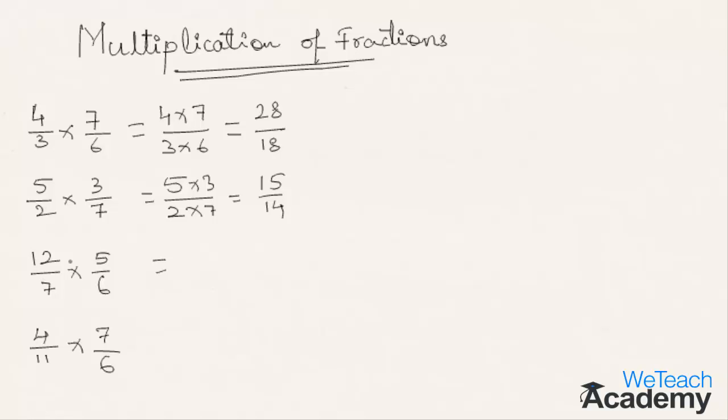Now let's go with the third example. The product of numerators over here is 12 5s are 60 and the product of denominators is 7 6s are 42. Now let's go with the last example. The product of numerators is 4 7s are 28 by the product of denominators, 11 6s are 66. Now 28 by 66 is the result for 4 by 11 multiplied by 7 by 6.